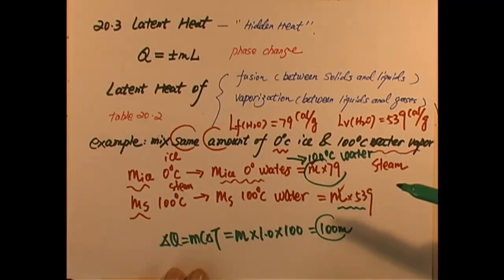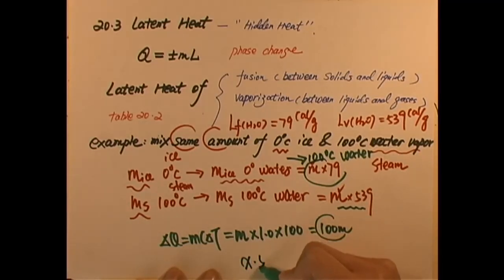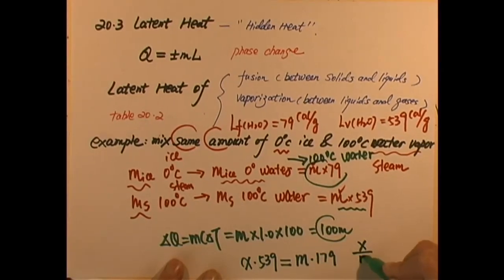Now, what's the percentage of steam left? We say x grams of steam condense, and each one provides 539 calories. That will melt and also bring the 0 degrees water to 100 degrees. So have all the ice, okay? Each one, by doing so, you need 179: 79 for melting, 100 for increasing temperature. So the ratio x over m, which means how many percent of steam eventually condensed, that is 179 over 539.